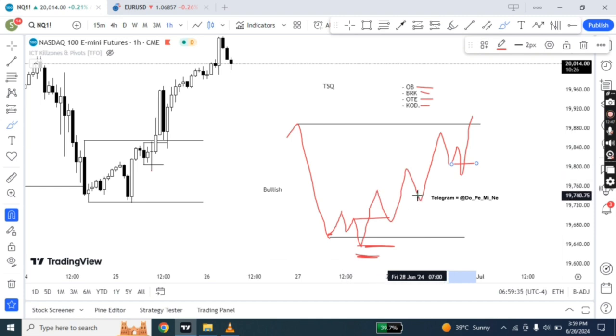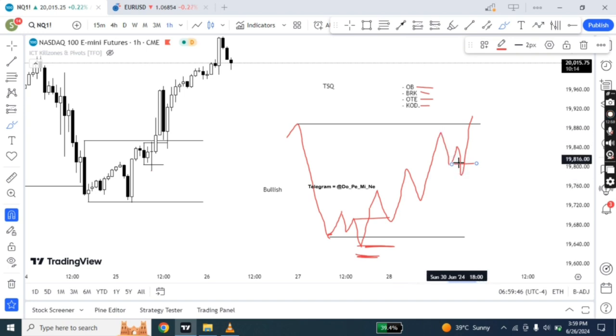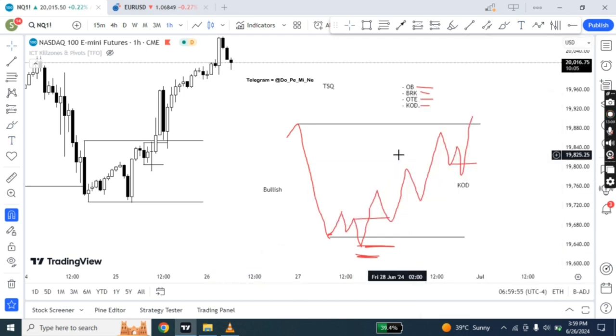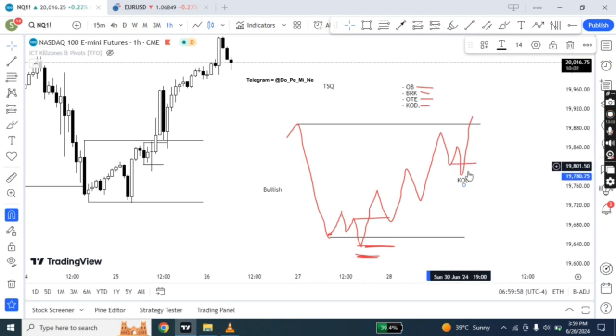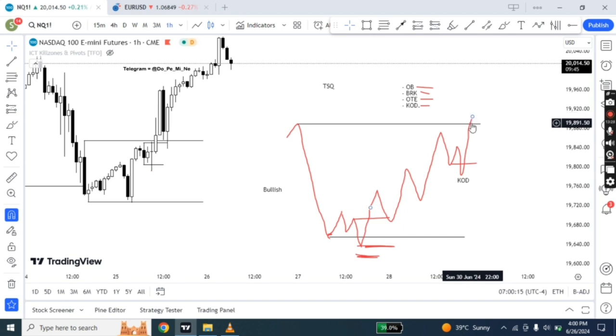Then we have a breaker entry and an OTA entry like this, and then just before the opposing end of the CRT is reached and the drawn liquidity and the target is reached, price stops and then retraces back. Just before the target is reached, price retraces again, and then price forms a turtle soup there, and then takes the CRT range high or the opposing end of the range. That's what we call a KOD entry, or the kiss of death entry, which is basically the last move before the drawn liquidity is taken or the target is reached.